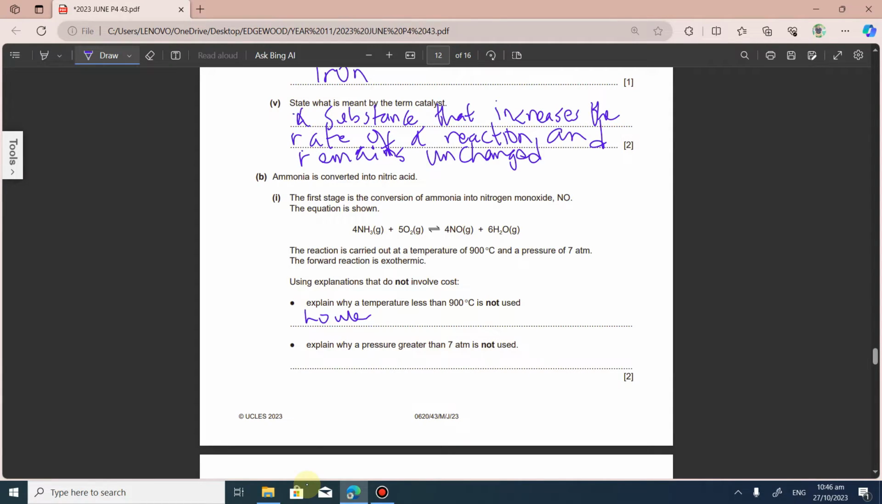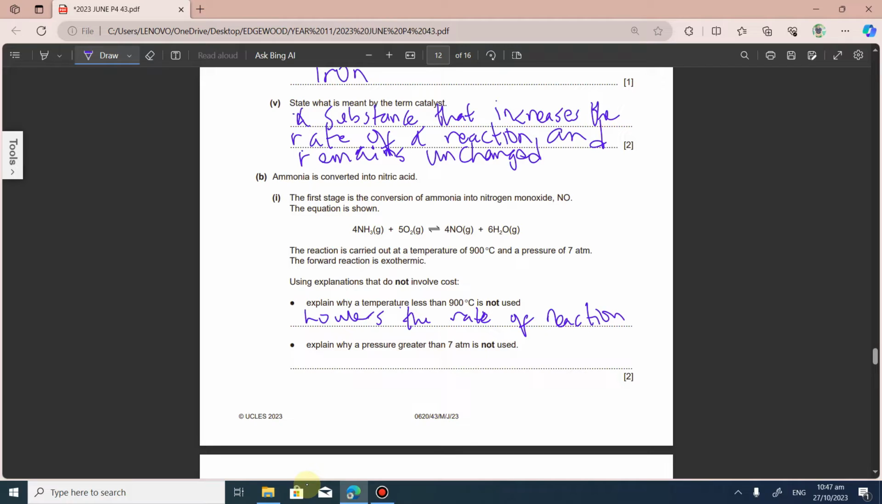So why is that done? It lowers the rate of reaction. Okay, that's why it has to be done at a higher temperature. That's why it has to be done at 900 degrees, not less than 900. Now explain why a pressure greater than 7 atm is not used.